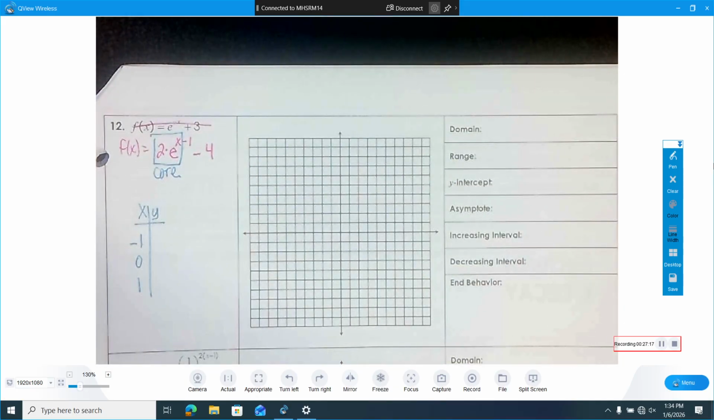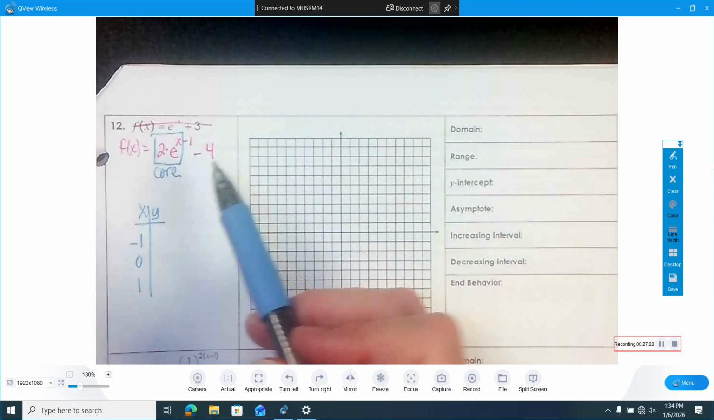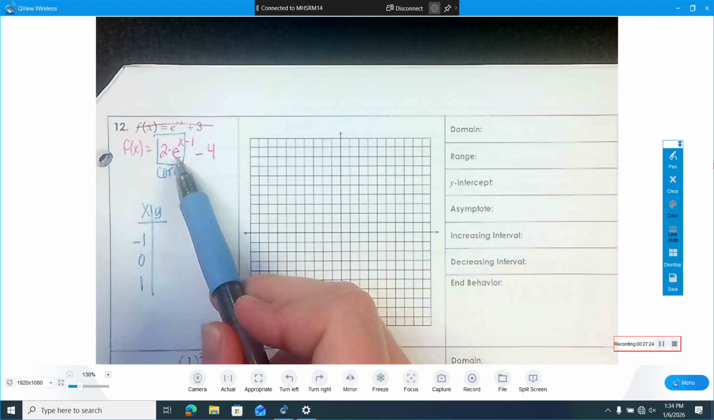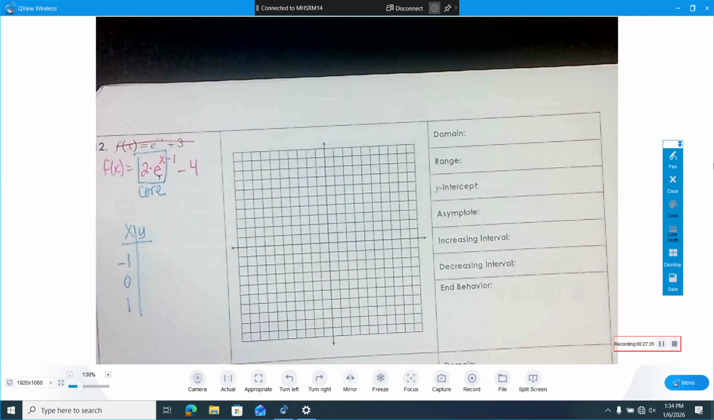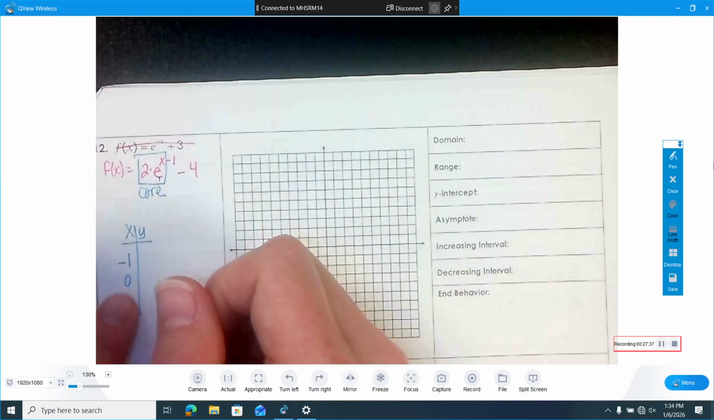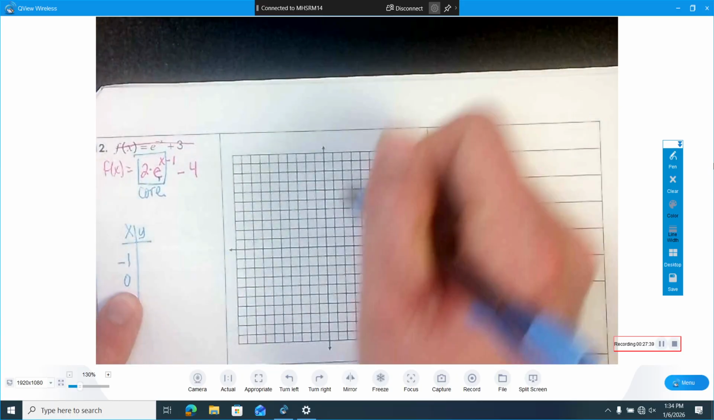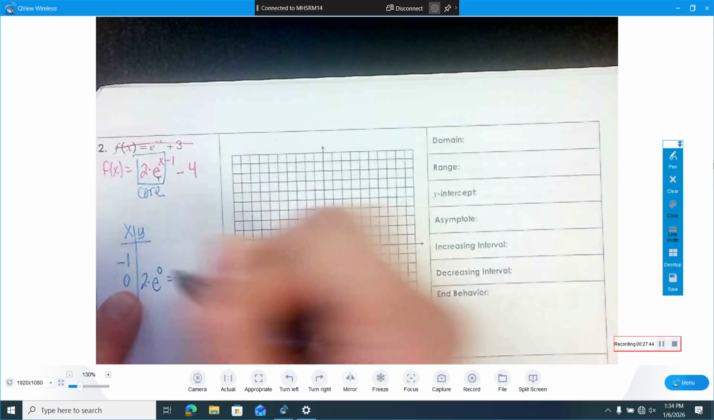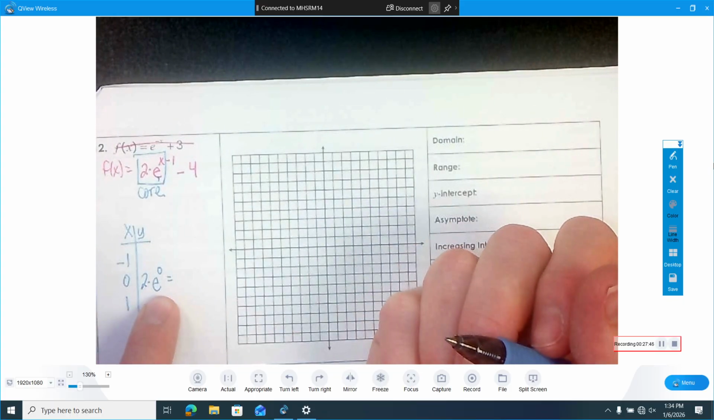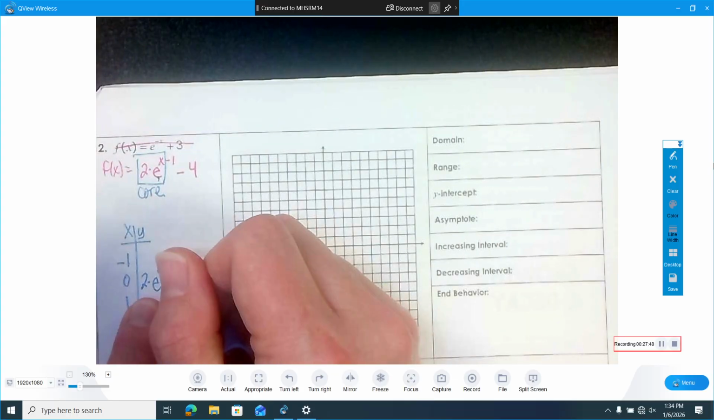Will you tell me, is this exponential growth or exponential decay? Growth. How do we know? It's more than 1. The base is bigger than 1. So what is e? Not quite 3. So it is exponential growth. I know the shape is like this, so I'm going to just use 0. 2 times e to the 0. What is e to the 0? 1. Times 2 is 2.